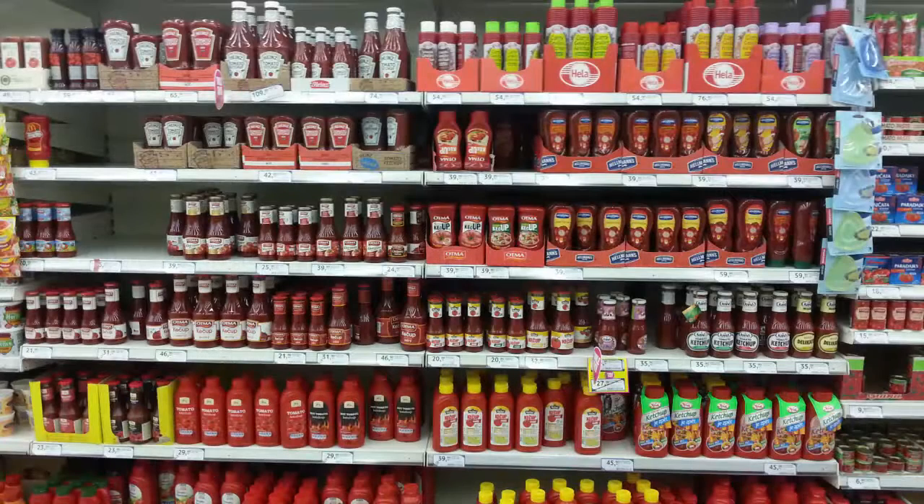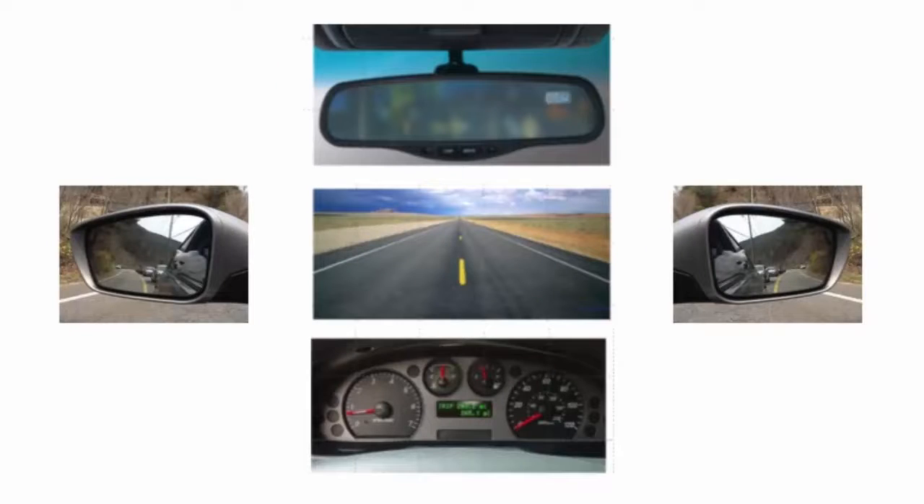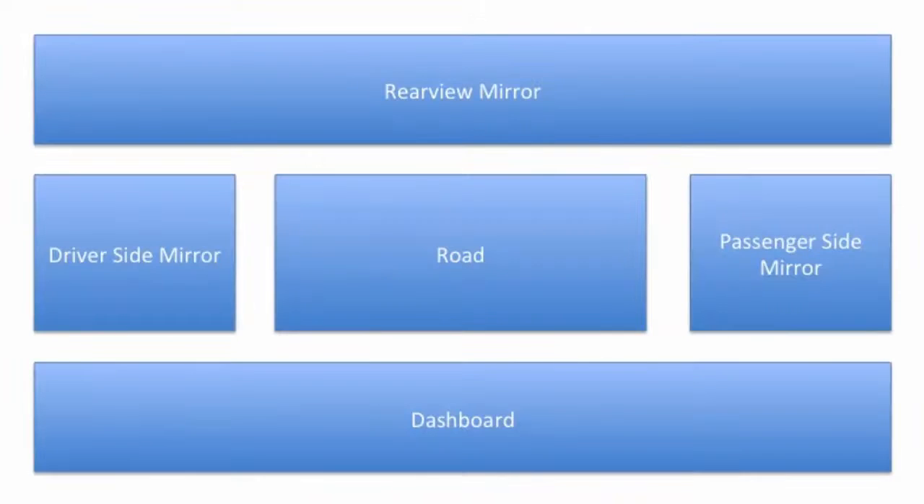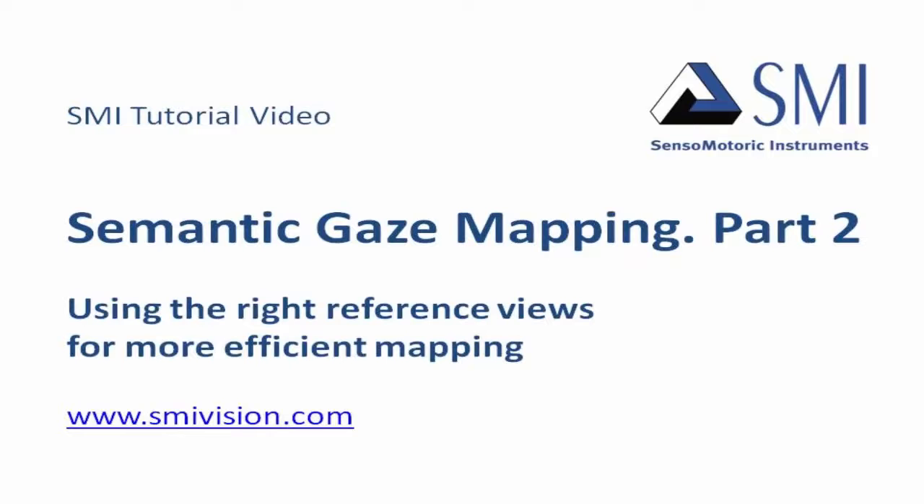We also talked about the right reference views to use: photorealistic images for precise mapping, or if you just need statistics, you can save a significant amount of time and effort using a more abstract reference view, maybe just containing labels or categories. This concludes our look at semantic gaze mapping in BeGaze, using the right reference views for more efficient mapping.